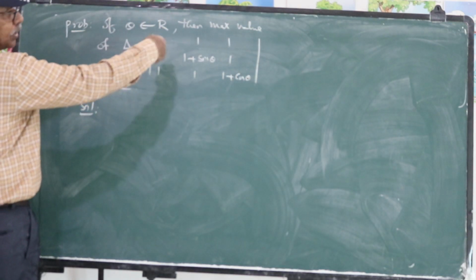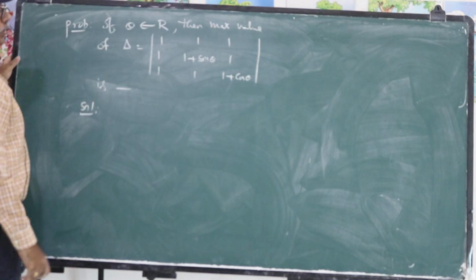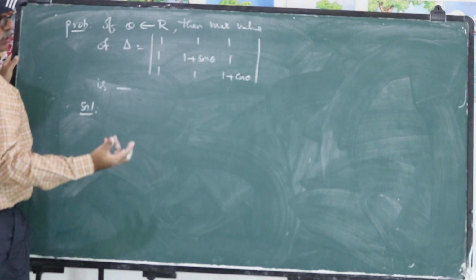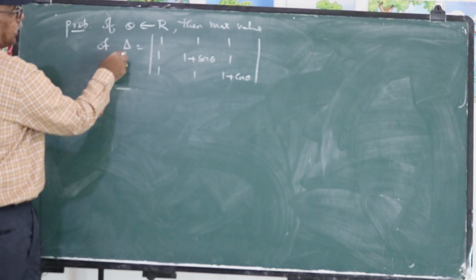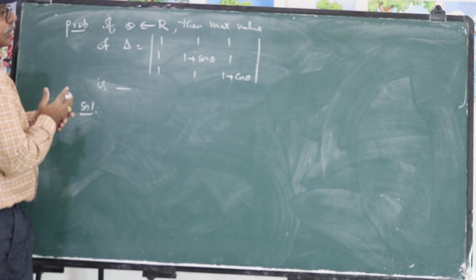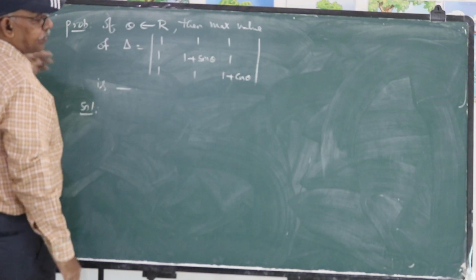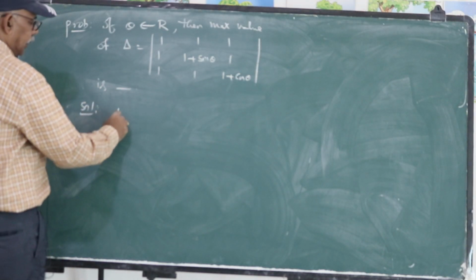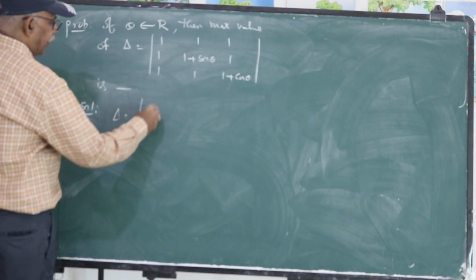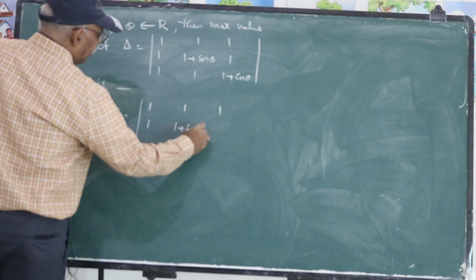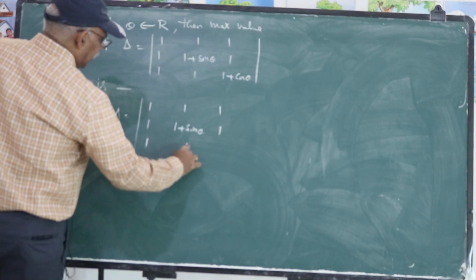Here delta is a function of theta, that should be observed. Once you evaluate the determinant, we get a function in theta. Once delta is a function of theta, then you have to find the maximum value of delta, the determinant. For that, evaluate the determinant at first: 1, 1, 1; 1, 1 plus sine theta, 1; 1, 1, 1 plus cos theta.